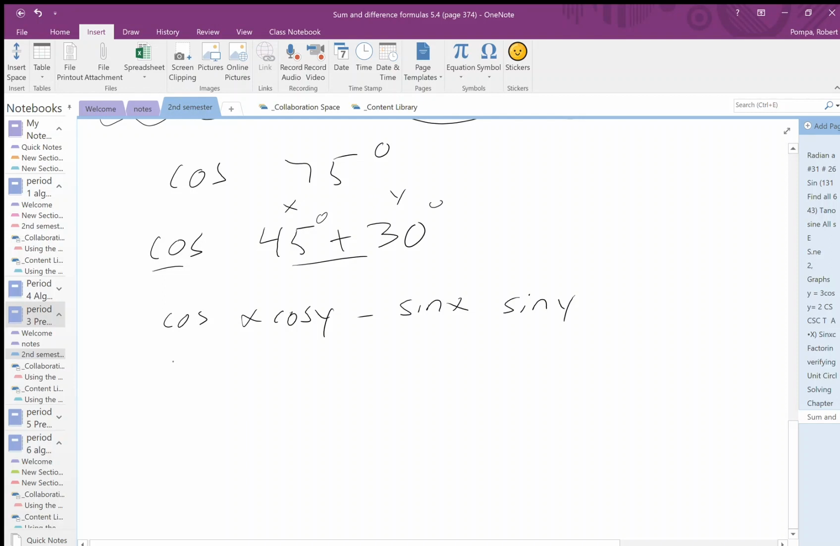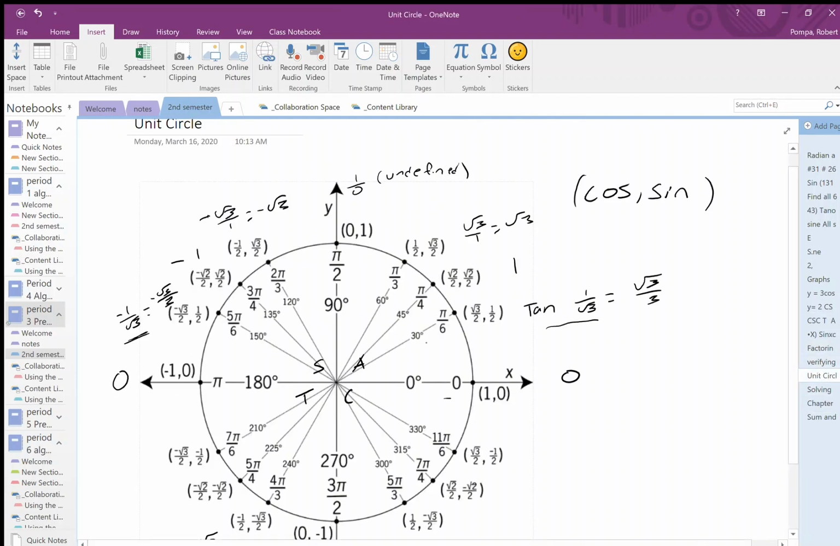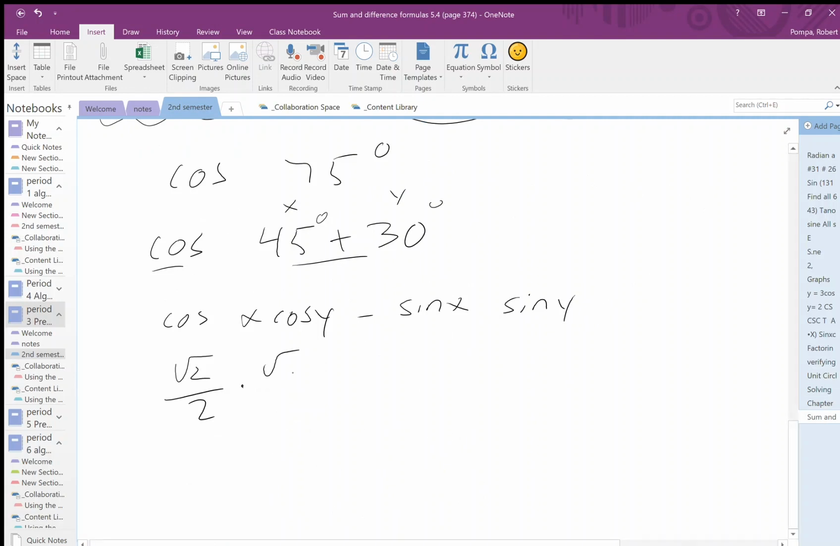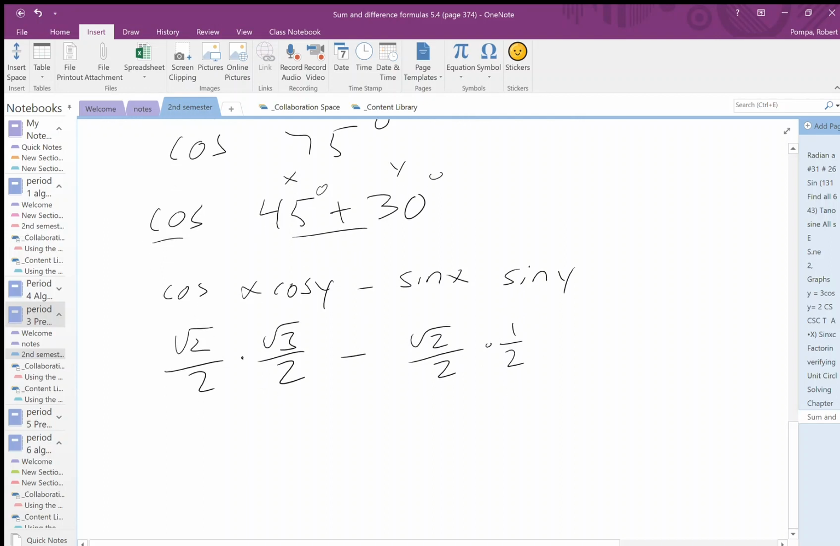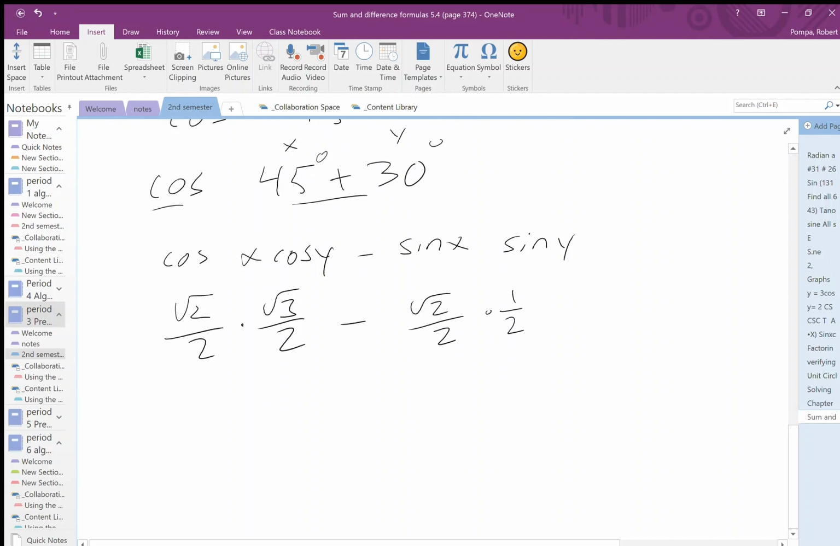Cosine of 45, square root of 2 over 2. Cosine of 30 is square root of 3 over 2. Minus sine of 45 is square root of 2 over 2. Sine of y is 1/2. You get square root of 6 over 4 minus the square root of 2 over 4. Again, you get square root of 6 minus the square root of 2 all over 4.